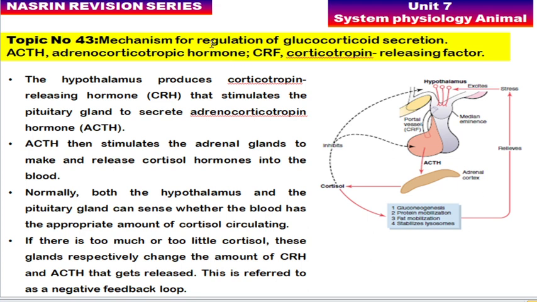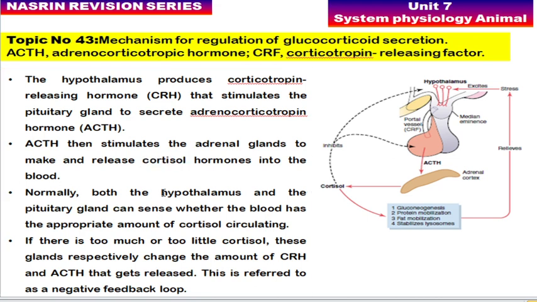Next, the mechanism of regulating glucocorticoid secretion, which involves adrenocorticotropic hormone as well as corticotropin releasing factor. Corticotropin releasing factor is released from the hypothalamus, whereas adrenocorticotropic hormone is released from the anterior pituitary. Both hormones are regulated by an important hormone called cortisol. The hypothalamus produces corticotropin releasing hormone, which stimulates the pituitary gland to secrete adrenocorticotropic hormone. Then this hormone stimulates the adrenal gland to make and release cortisol.